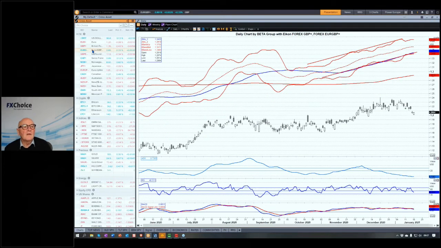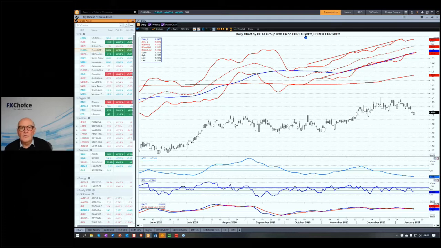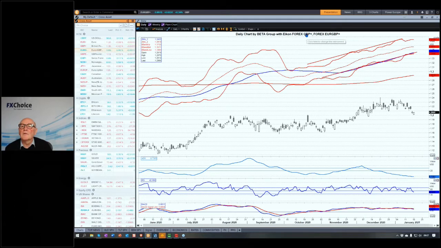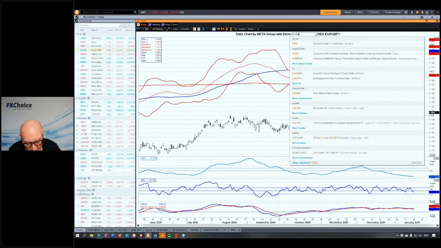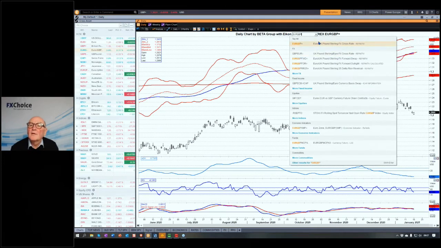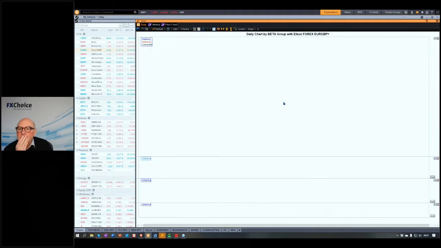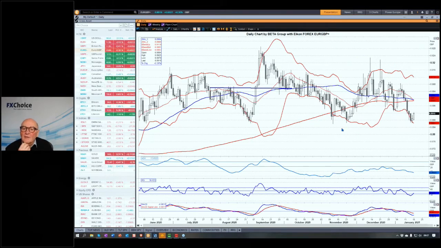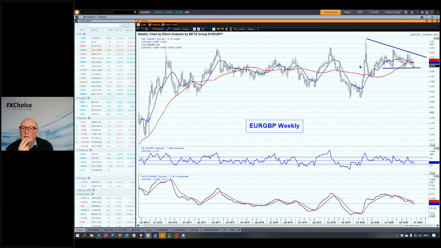Let's look at euro sterling. Something's gone wrong here. What is that? So it's the wrong, there we are. So what have we got here? This is euro sterling, and now here's the weekly chart of it. Now it's at a rather threatening point. So this is euro over sterling, so declining is euro weakening. Here's the weekly chart of it.